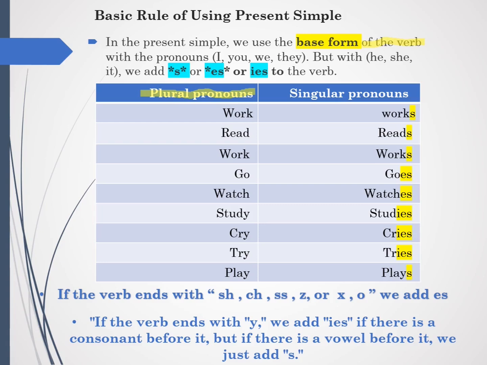If the verb ends with y, we add ies, if before the last letter there is a consonant. But if before the last letter there is a vowel, we don't add ies. We just add s, like play, plays. Here we have before the y an a, so we don't change even if we have a y. Understand?